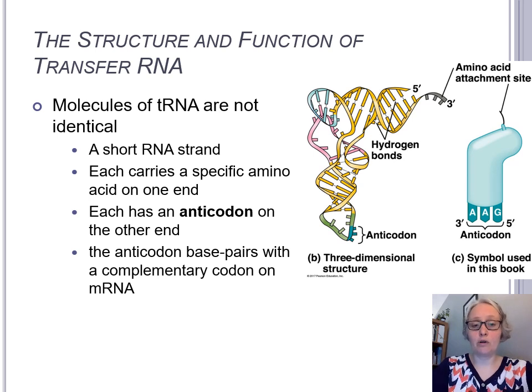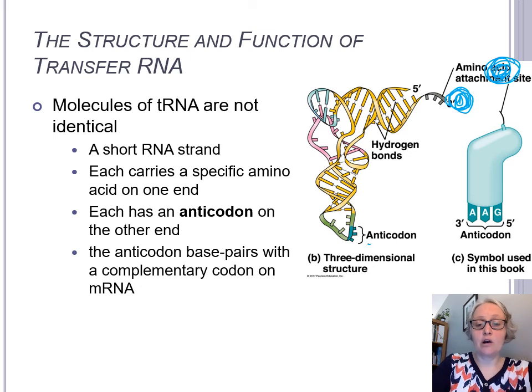Molecules of tRNA are not identical. A tRNA molecule is a short RNA strand that has been folded back on itself. Each tRNA molecule will have a very specific amino acid on one side. So up here, there'll be an amino acid that gets attached. Maybe that's methionine or tryptophan or valine. And then on the bottom side, they're going to have an anticodon. The name already gives it away, but the anticodon will base pair with the complementary codon on mRNA.